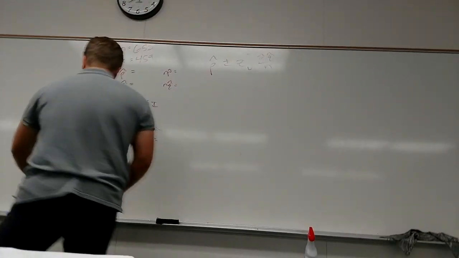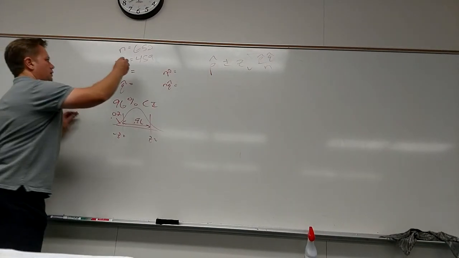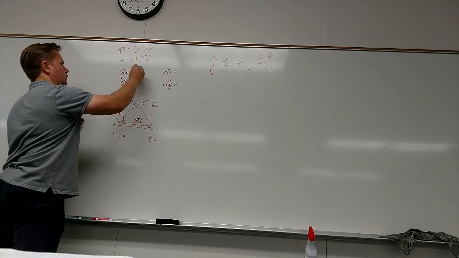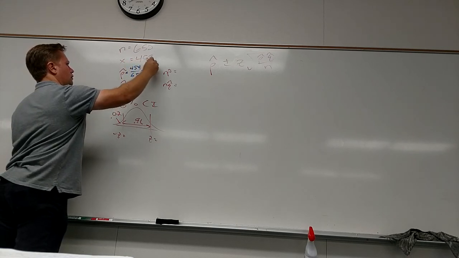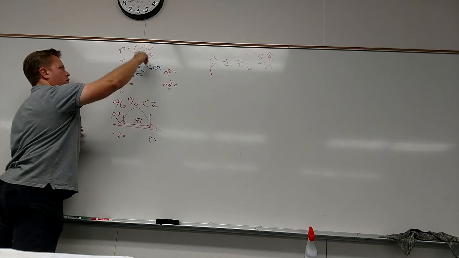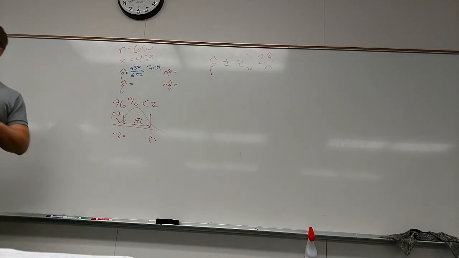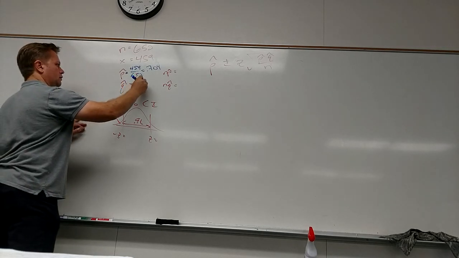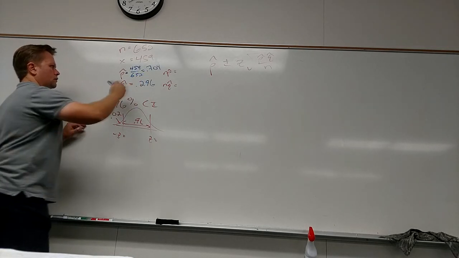Up to you guys a little bit here. What are you guys getting for p hat? 0.704. Yeah, so it's 459 people out of 652. So q hat has to be 1 minus that. It's 0.296.